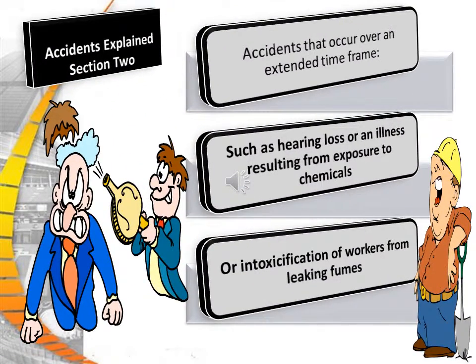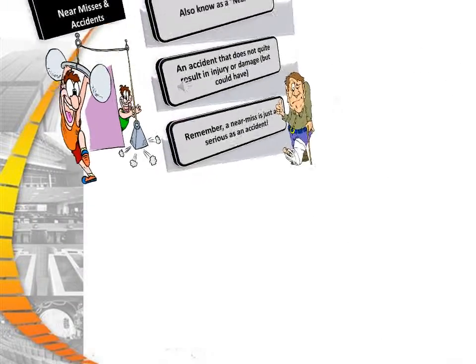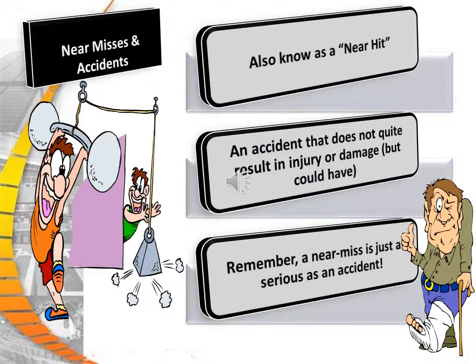Accidents that occur over an extended time frame, such as hearing loss or illness resulting from exposure to chemicals, or intoxication of workers from leaking fumes. Also known as a near hit, an accident that does not result in injury or damage, but could have. Remember, a near miss is just as serious as an accident.